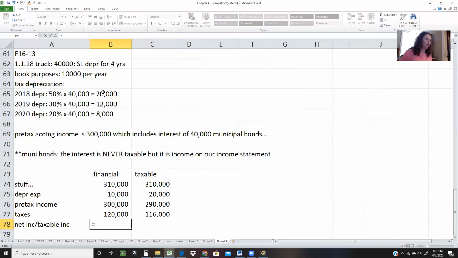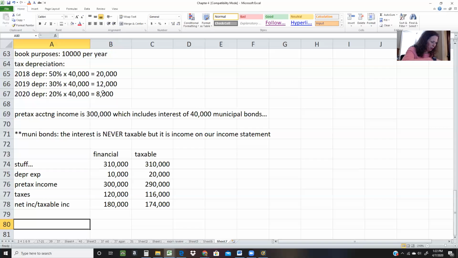So 300 minus 120 and 290 minus 116. Okay, so doing the journal entry, let's see what it asks me to do. Prepare the journal entry, record taxes.